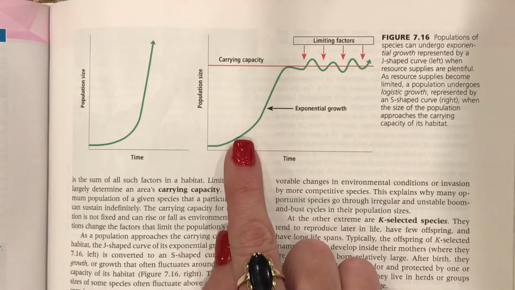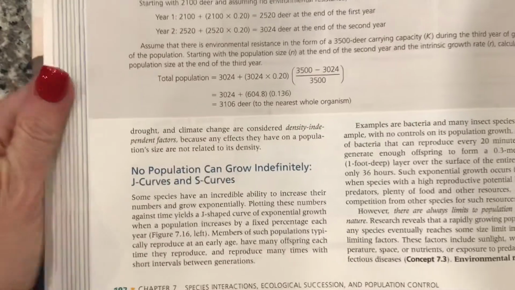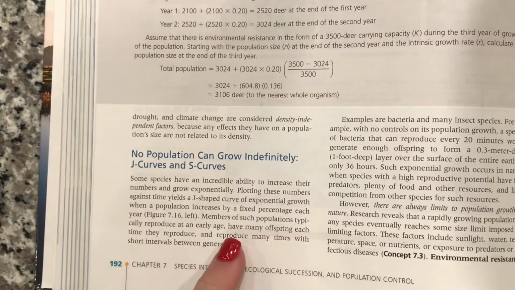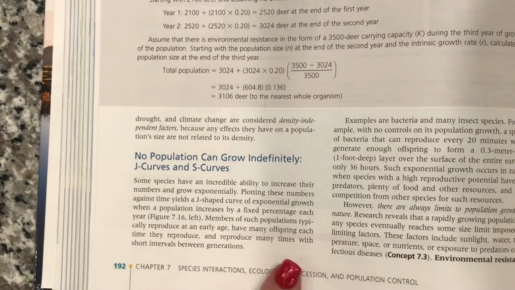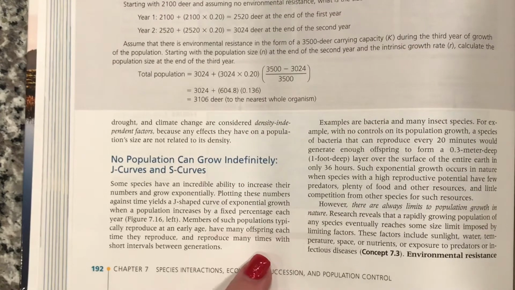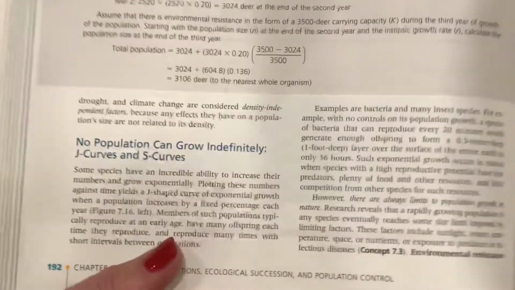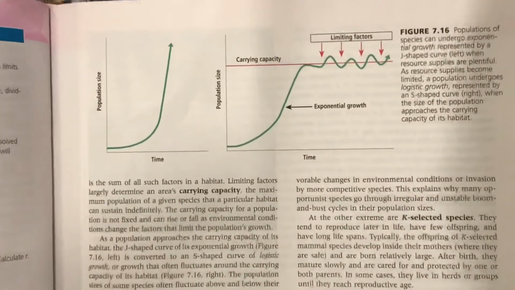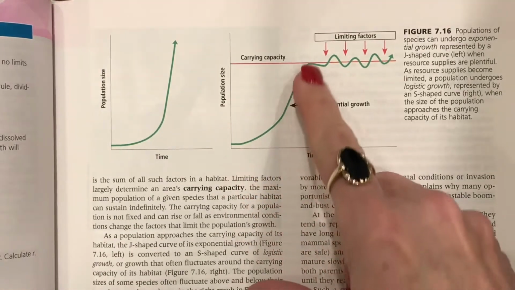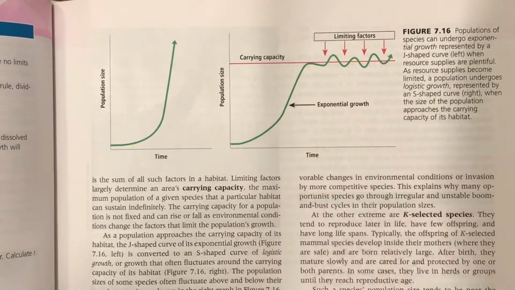What type of populations experience that J-shaped curve? It's right here. They reproduce at an early age, have many offspring each time they reproduce, and reproduce many times with short intervals between generations. No duh, that would be an R-selected species. So also, guess what? That portion of the graph is called the R portion of the graph right there.